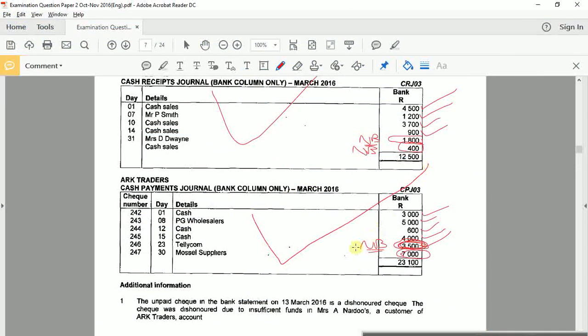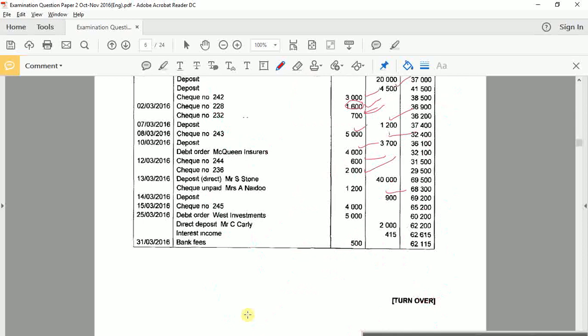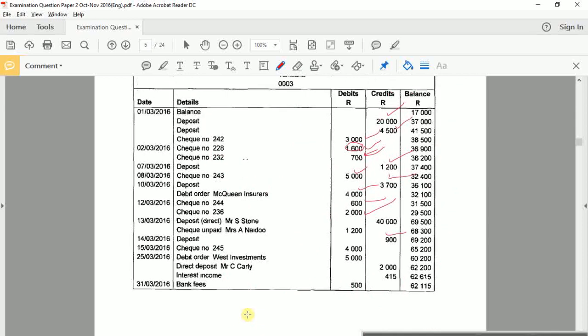Tick all of that. Go and look at the additional information. What did they say here? The unpaid check in the bank statement on 13 was a dishonored check. The check was dishonored due to insufficient funds. So what are they referring to? The bank statement. Which line item in the bank statement? It's there. This one.